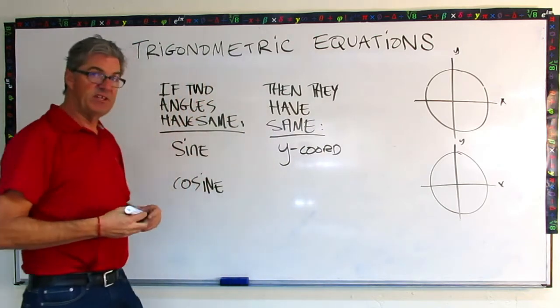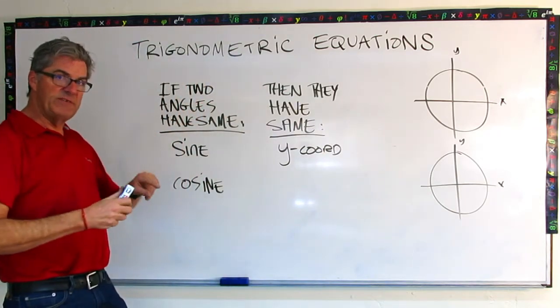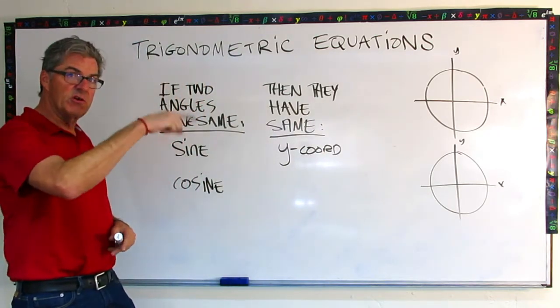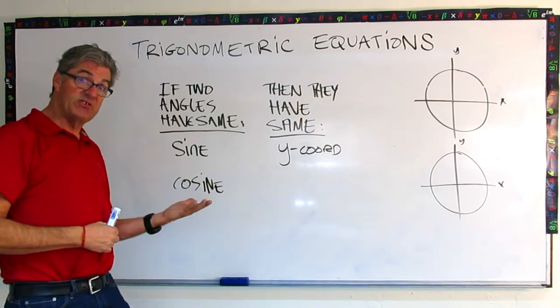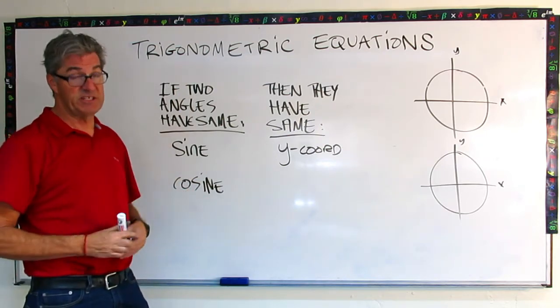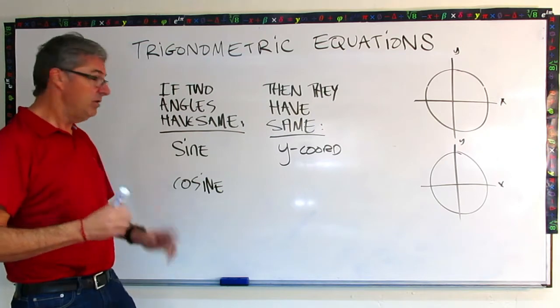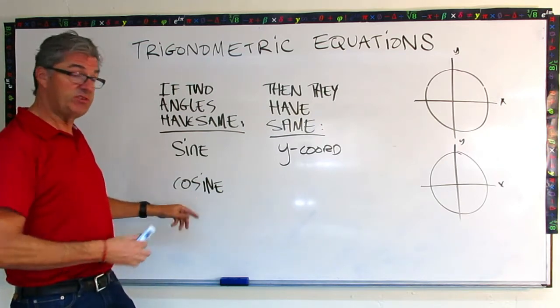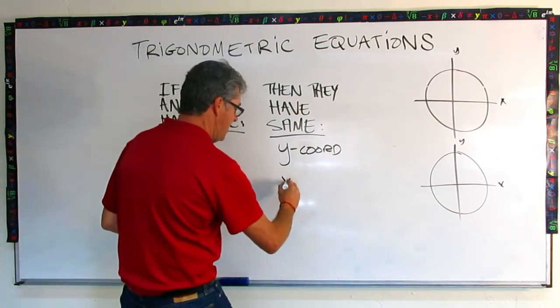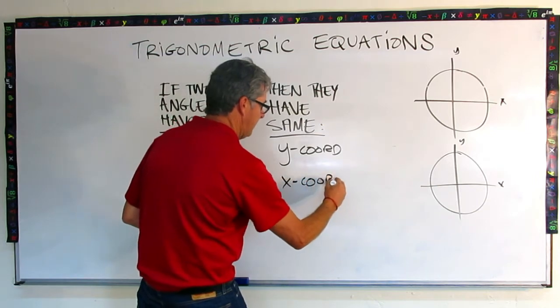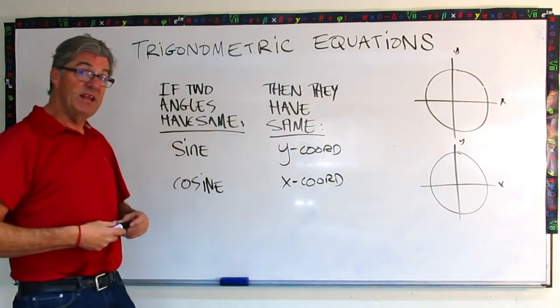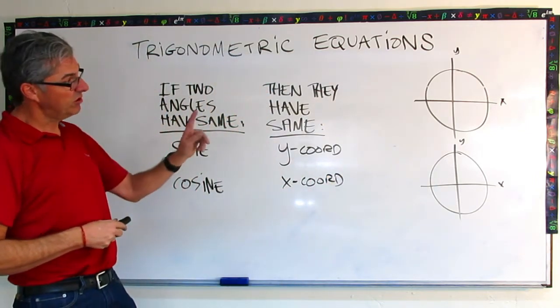Okay? And that's because we know that the coordinates of points going around the unit circle, the x coordinate is cosine of theta and the y coordinate is the sine of theta. So, if they have the same cosine, they're going to have the same x coordinate. All right, so now let's take a look at that on the unit circle over there.